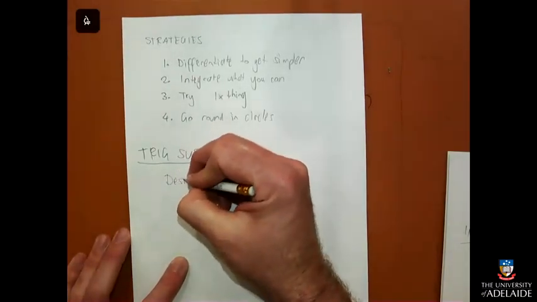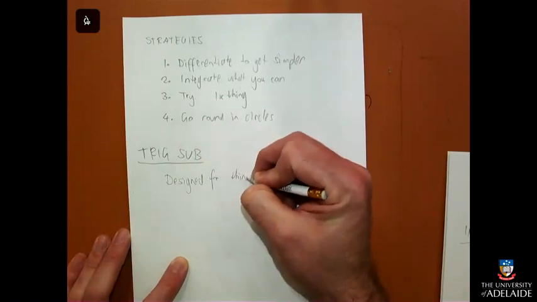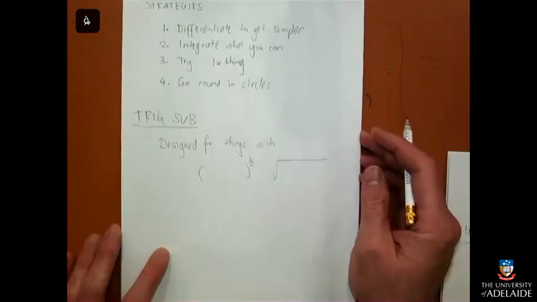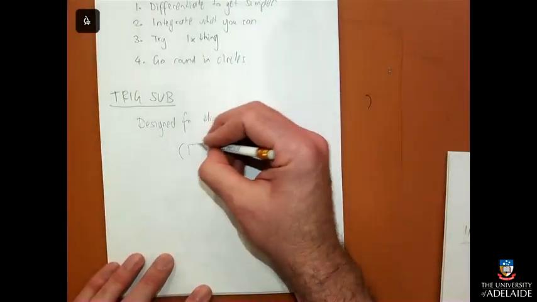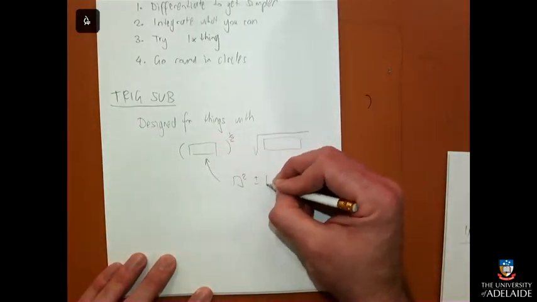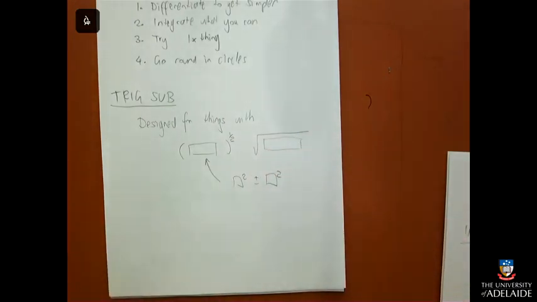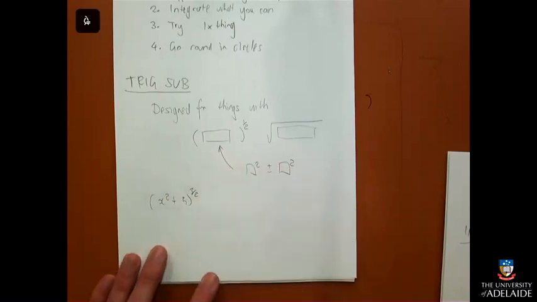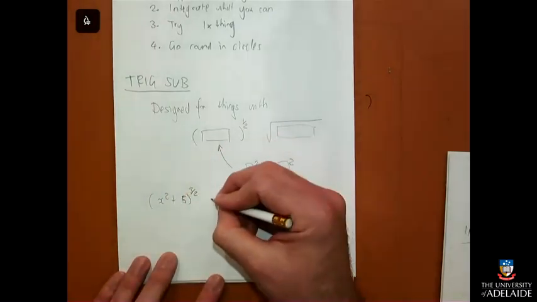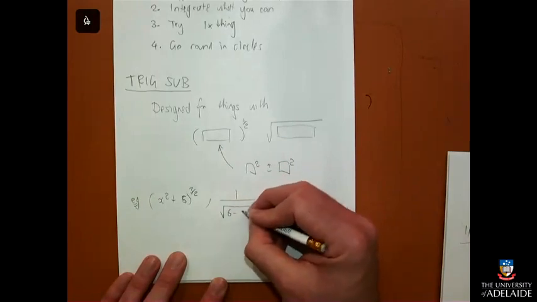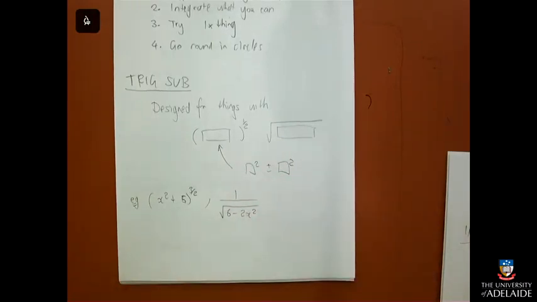So it's designed for things with half powers or roots, and where the thing inside the half power or the root is like something squared plus or minus something squared. That's what it's designed for, that shape. So here's some examples. You might have something like that. If you saw that somewhere, you might use a trig substitution. Or if you saw this somewhere, something like that, you might use a trig substitution.